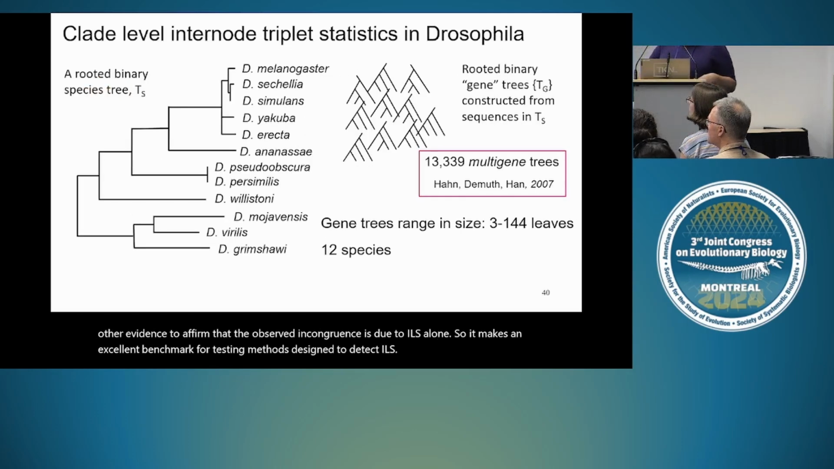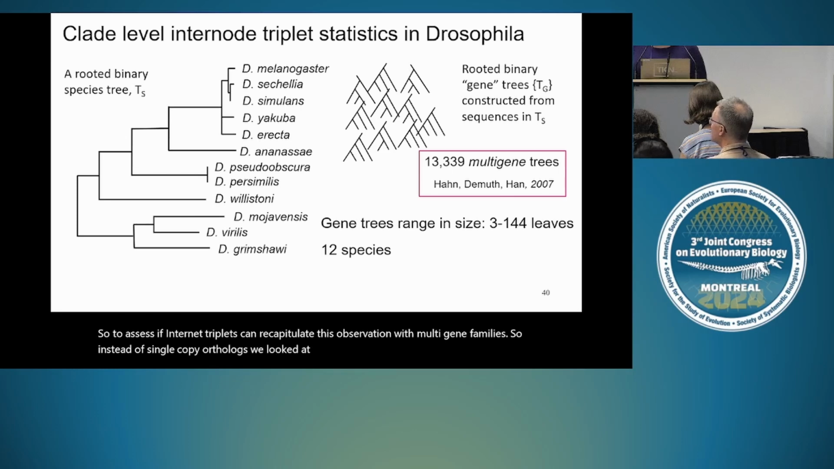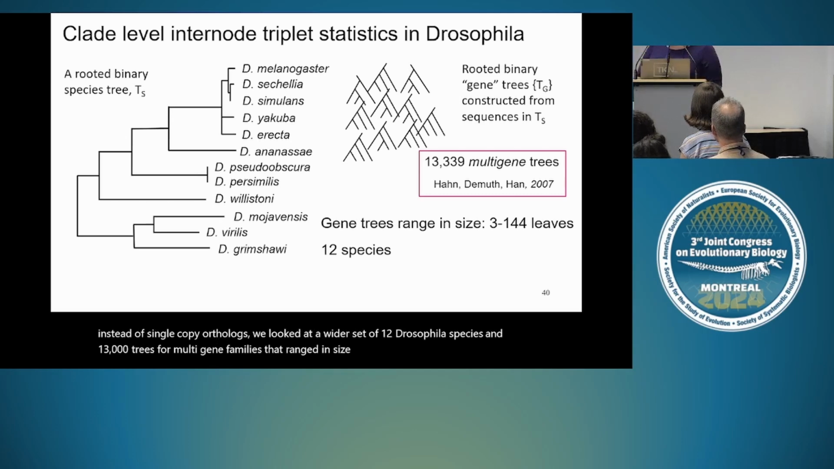So to assess if internode triplets can recapitulate this observation with multigene families, so instead of single copy orthologs, we looked at a wider set of 12 Drosophila species and 13,000 trees for multigene families that ranged in size from 3 to 144 genes.